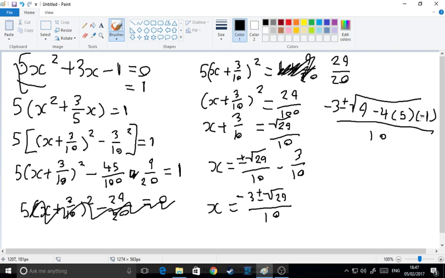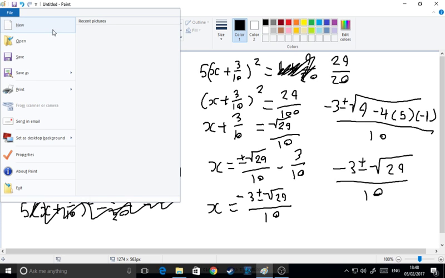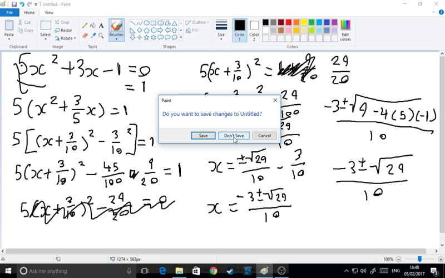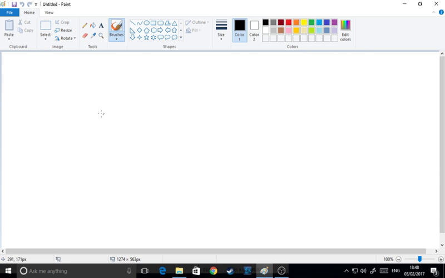Because this turns into plus 20. So look at that, much faster, much simpler. Root 29 over 10. Same answer, but this was so much faster. Completing the square, I don't understand why we need to know. Okay, let's go to a new question.